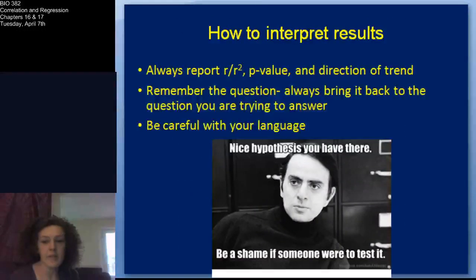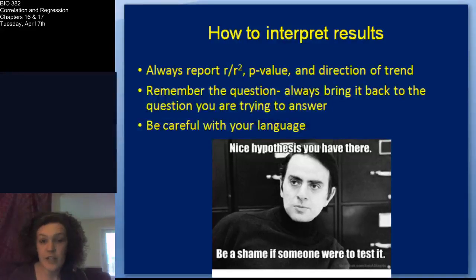All right, so how to interpret your results. Always report your R if you're doing a correlation, or your rho if you're doing a Spearman's rho, or a tau if you're doing a Kendall's tau. Those are all those coefficients. Or your R squared, your coefficient of determination if it's a linear regression, your p-value, and the direction of the trend.